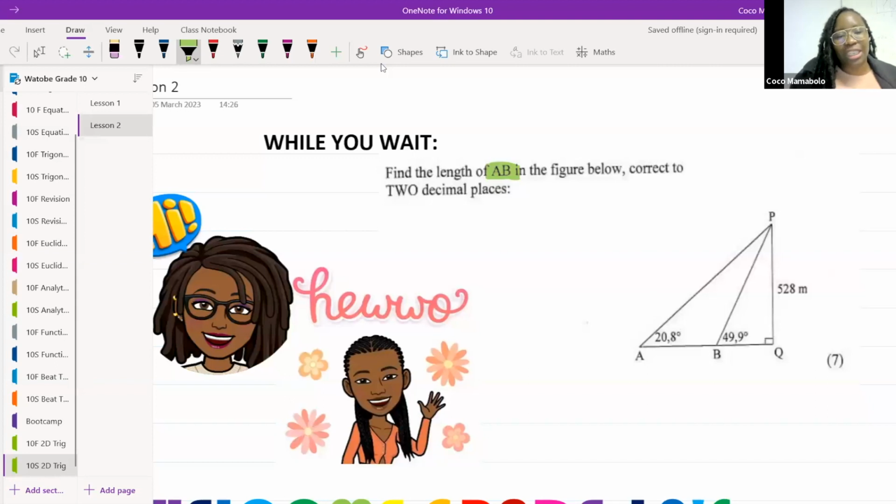The reason I put this question in is because we were doing these kinds of questions just on Monday. Remember, we want this AB. And we know that AB is not part of a right angle triangle.